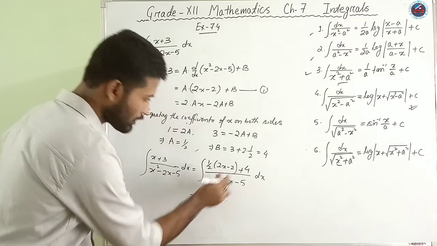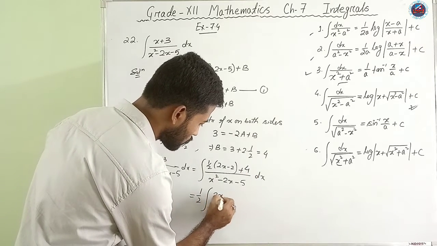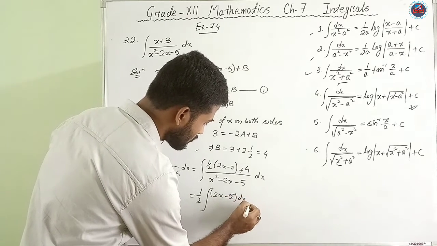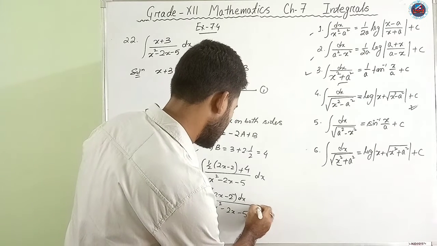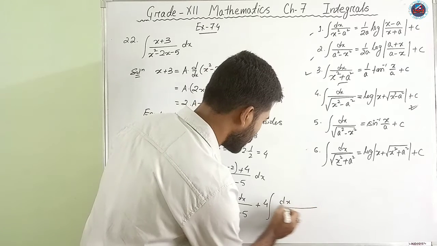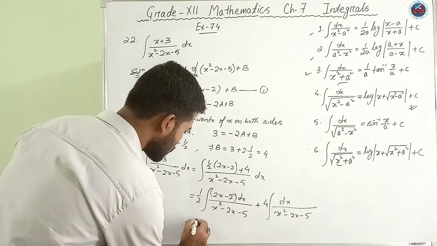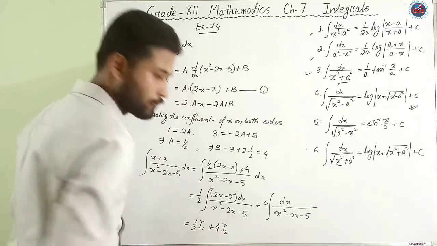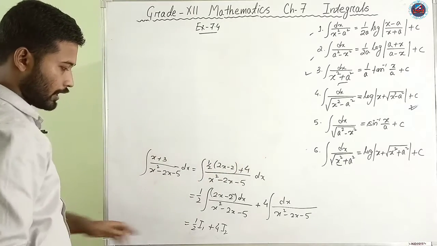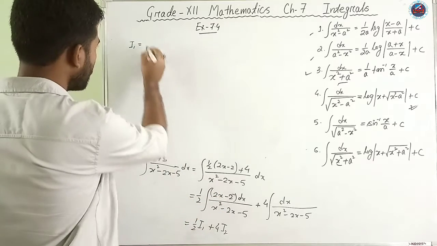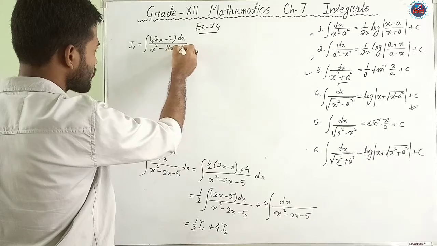Now what to do? Since there are two parts, I can write this by this, and this by this. In the first part I can write half of twice x minus 2 dx divided by x square minus twice x minus 5, plus 4 integration of dx divided by x square minus twice x minus 5. So we are getting two integrals. Let us consider it is half of I1 plus 4 I2. Now for the I1 case, I1 is equal to integration of twice x minus 2 dx over x square minus twice x minus 5.